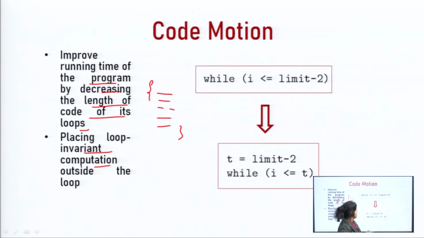Now, see one example. While i is less than or equal to limit minus 2. Here limit is some variable that is not modified inside the loop, and every time we are computing it and then comparing the value. This loop will be executed many times in the program, and every time we will do the computation. So, we can keep this statement outside the loop, like t is equal to limit minus 2, and then compare i with t. If i is less than or equal to t, then we will execute the loop. So, this is the code motion technique.